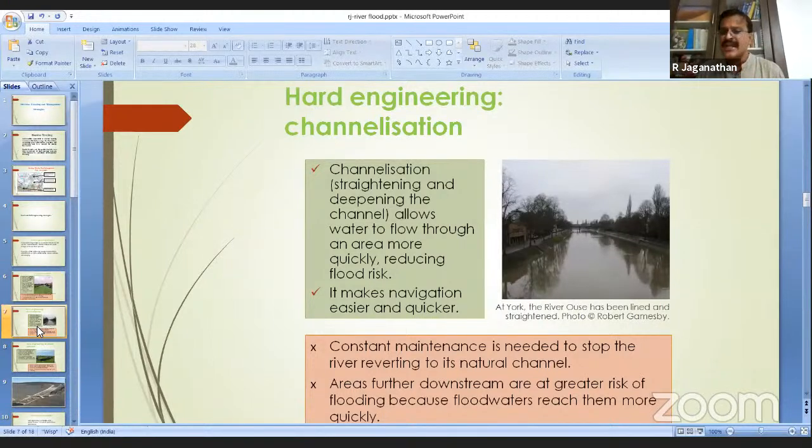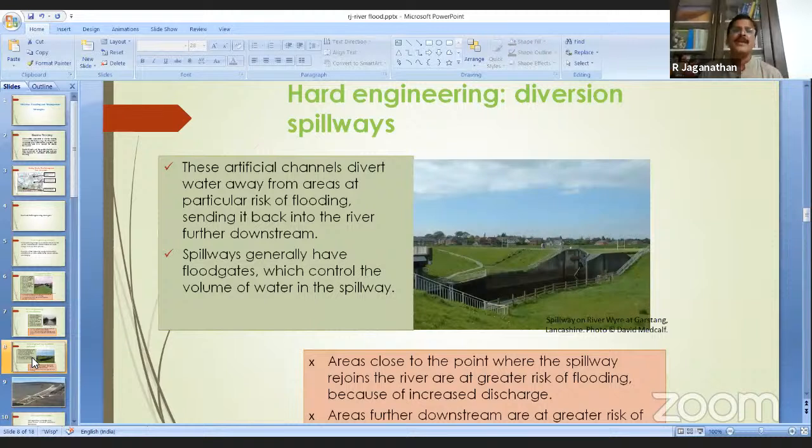Another one under hard engineering is channelization. So channelization, you know, is straightening and deepening the channel. So this will allow water to flow, it will reduce the flood risk, and it makes navigation very, very easy. So constant maintenance is needed to stop the river reverting to its natural channel. So areas further downstream are at greater risk of flooding because floodwaters reach them more quickly. So hard engineering plays a very, very important role.